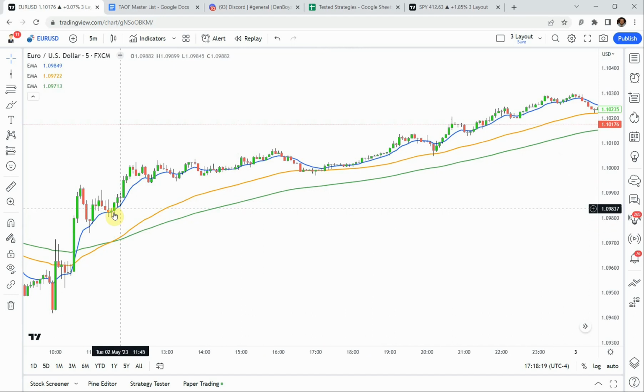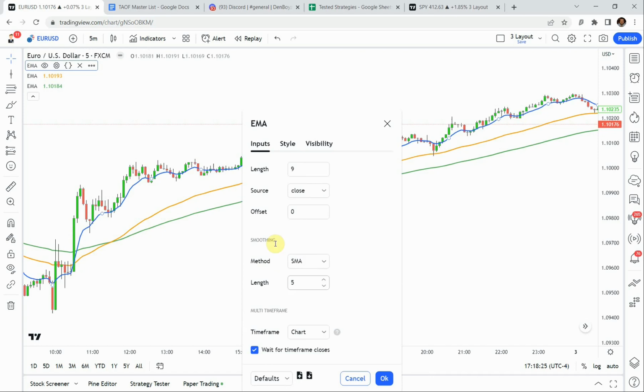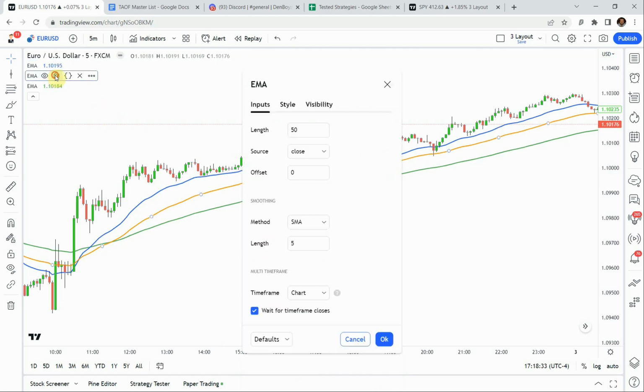As I said, it consists of 3 different moving averages, 3 different EMAs. The first one is going to be set on a 25 period. Had that one wrong, not a 9, a 25 period. The next one is going to be set on a 50 period. The third one is going to be set on a 100 period.